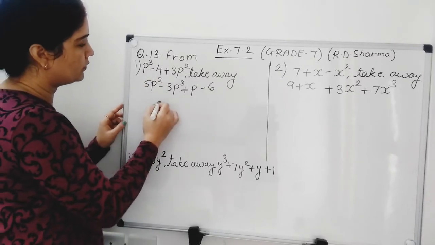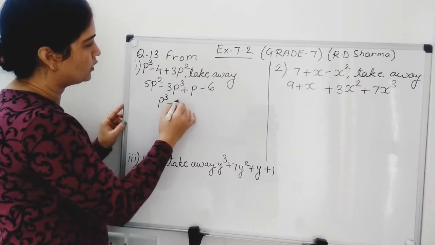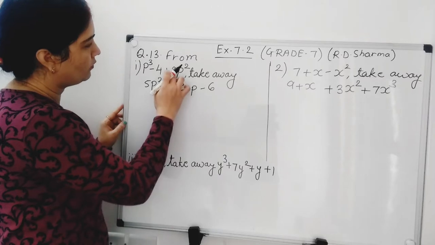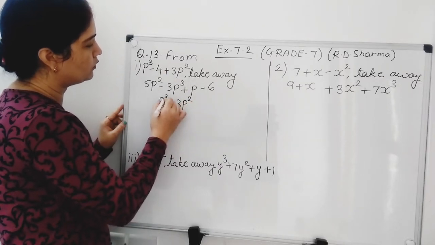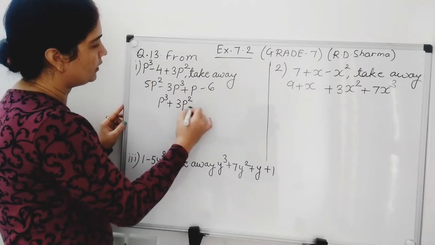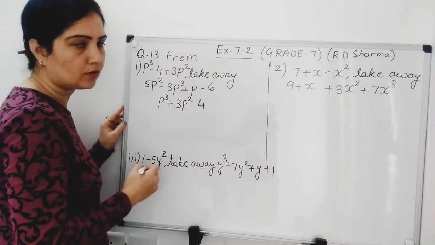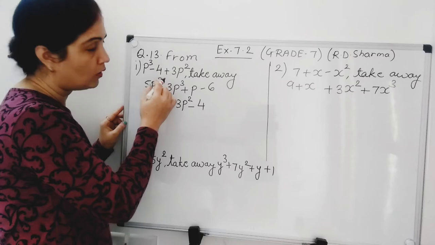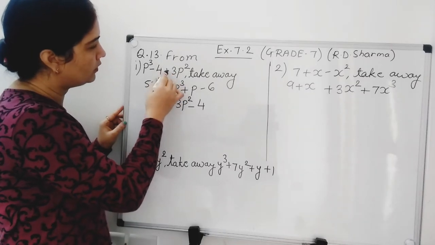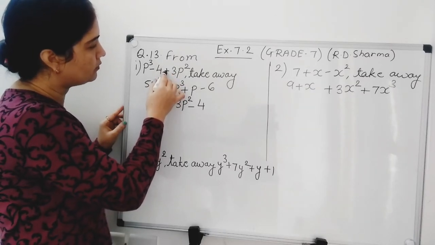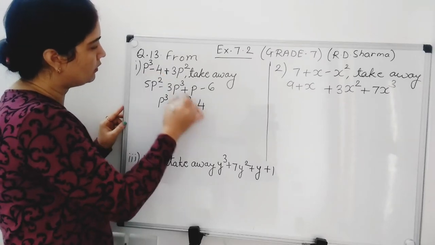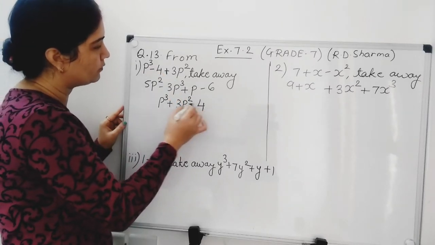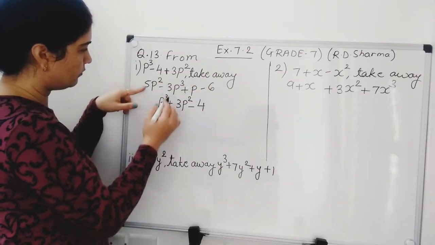So now we will write first p cube, minus 4, or we can say 3p square, because if you see the decreasing order of the exponents, this is cube, this is square, then we can write minus 4. You need to be very careful while you are changing the order. The sign will remain as it is. As this is positive, wherever you write it, it will be positive only, and this is negative, it will be negative only.